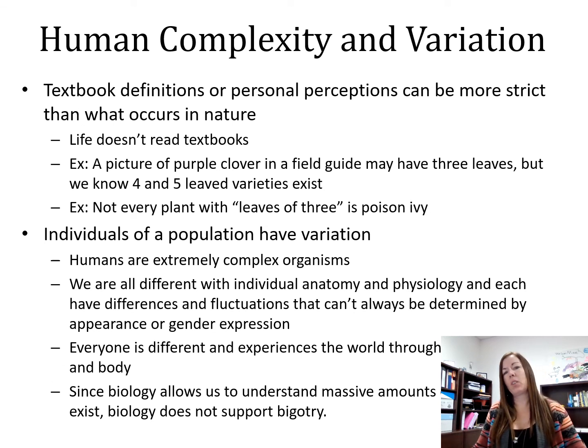Textbook definitions or more personal perceptions can be more strict than what happens in nature. Life doesn't read textbooks. Not every plant with leaves of 3 is poison ivy, that kind of thing. So individuals of a population have variation. Humans are very complex. We're all very different. Everyone has different experiences, and biology actually allows us to understand that tons of variation can exist. Biology does not support bigotry.